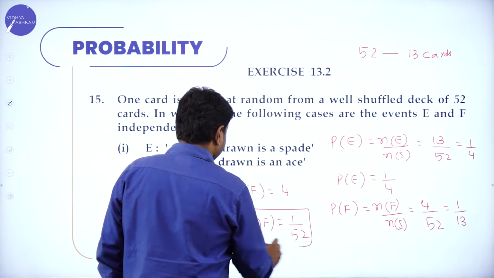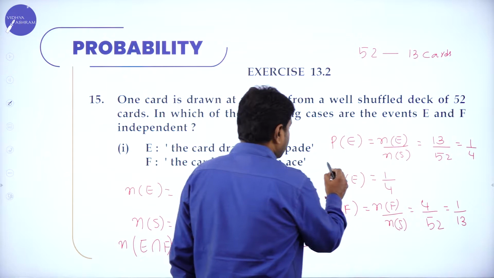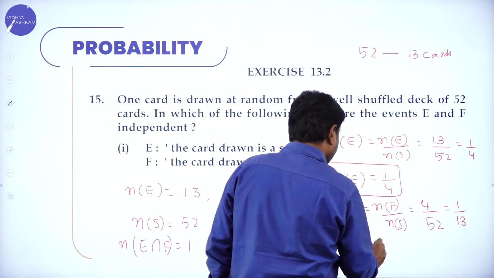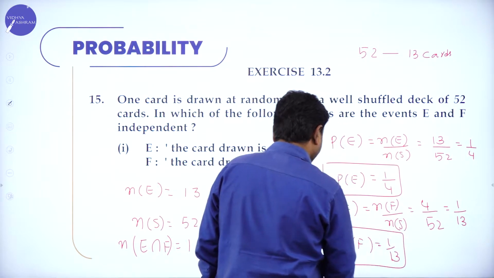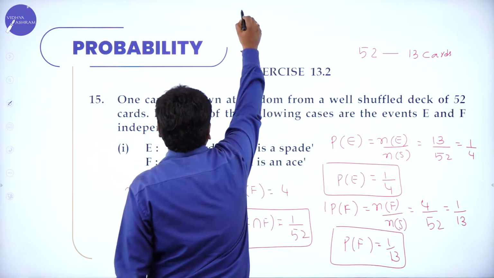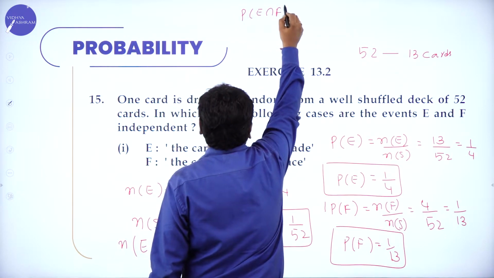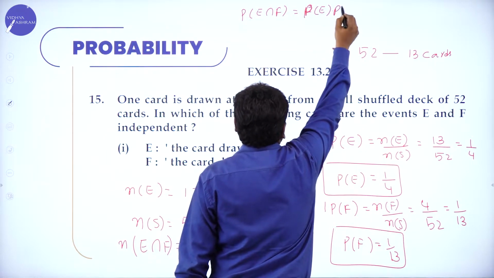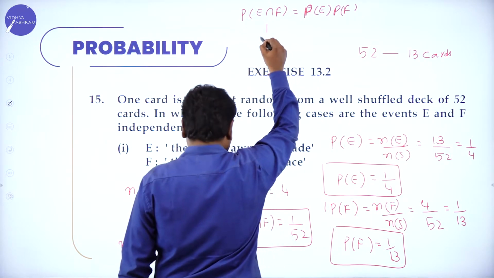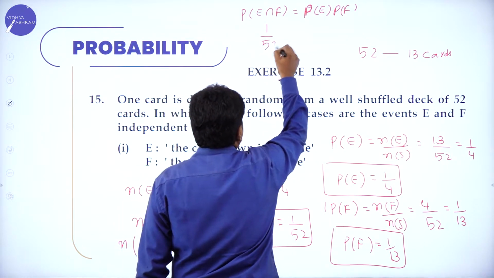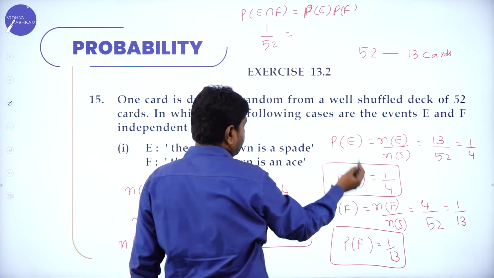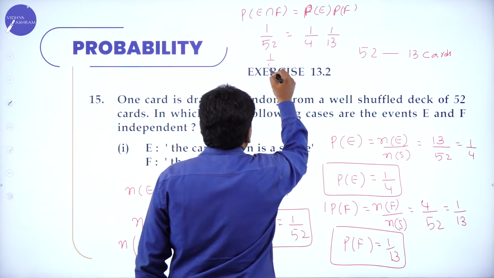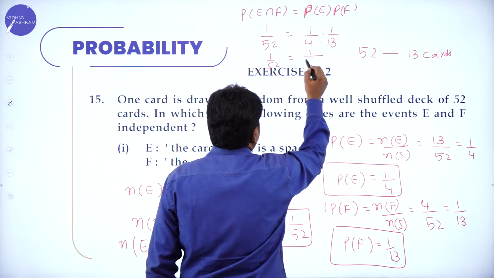So now we have P of E intersection F, we have P of E, and P of F also we got. What is P of F we got? 1 by 13. Now we should check whether P of E intersection F is equal to P of E into P of F. P of E intersection F, LHS, is 1 by 52. P of E into P of F: P of E is 1 by 4 and P of F is 1 by 13. So 1 by 52 is equal to what? 13 into 4 is 52, so 1 by 52.